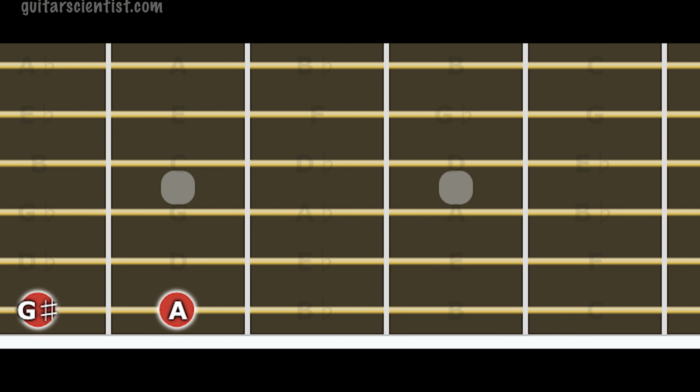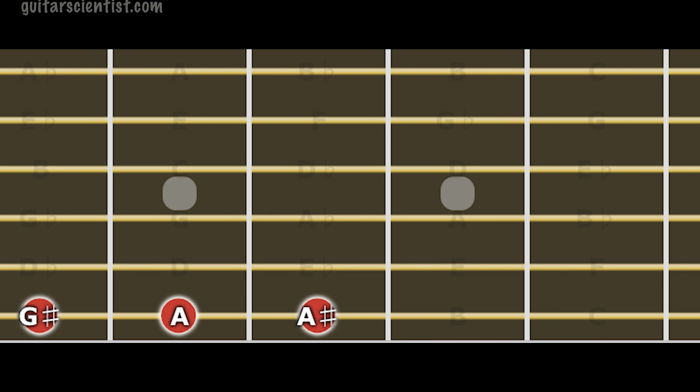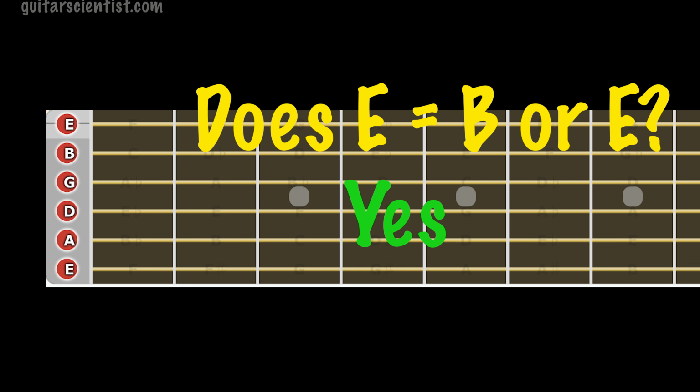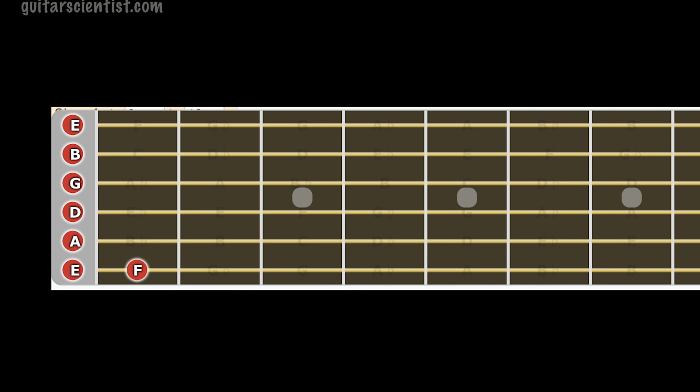If a note has a sharp, it just means that the note 1/2 step above it or 1 fret higher will be the same letter as the note with the word sharp following it. More on sharps in a bit. For now, let's use the newly found BE logic to help us determine the notes starting on the low E string. Since E is B or E, it doesn't have a sharp, so the next note above it is F.